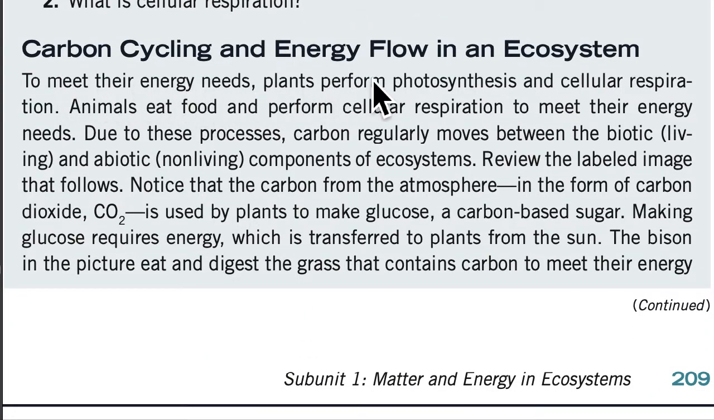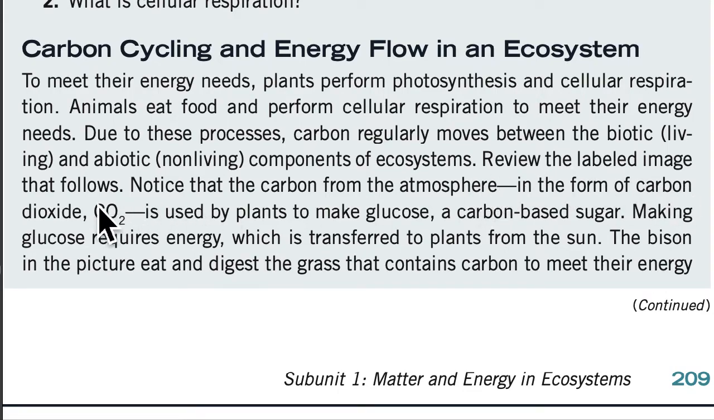Carbon cycling and energy flow in an ecosystem. To meet their energy needs, plants perform photosynthesis and cellular respiration. Animals eat food and perform cellular respiration to meet their energy needs. Due to these processes, carbon regularly moves between the biotic, living, and abiotic, non-living components of ecosystems.